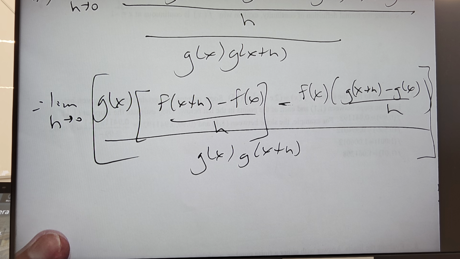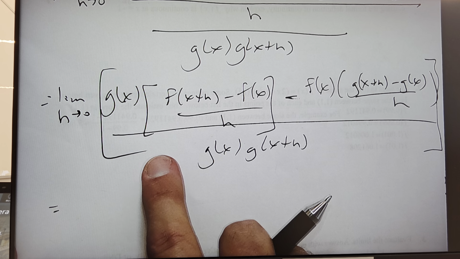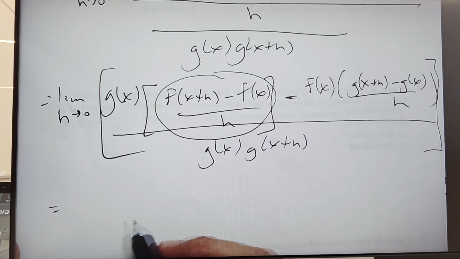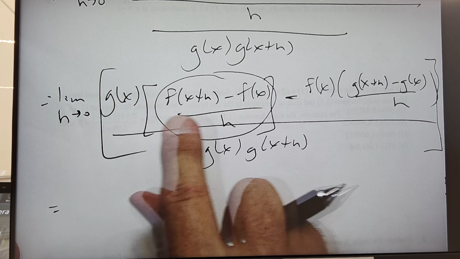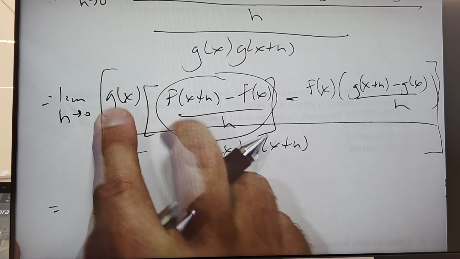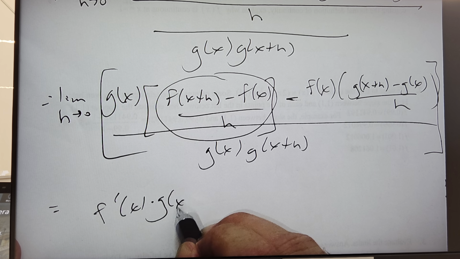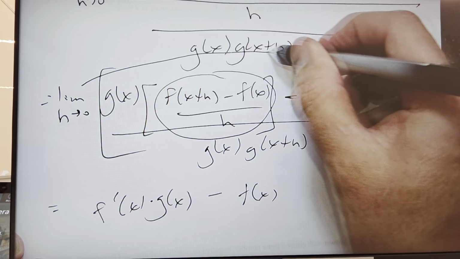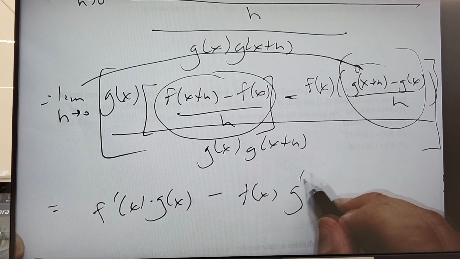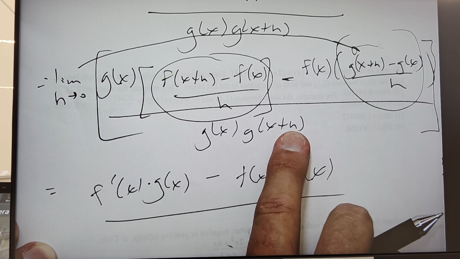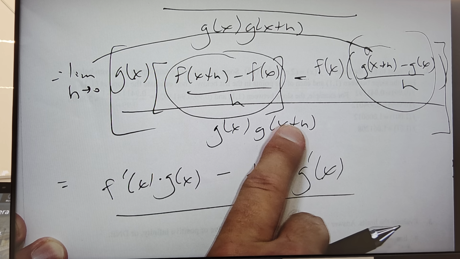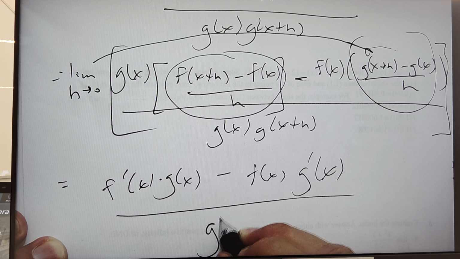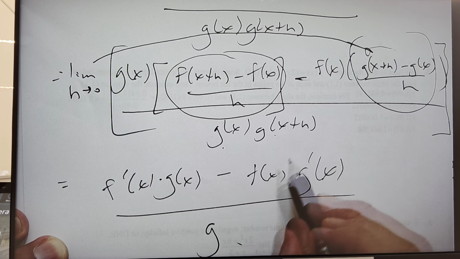All right, sorry guys, just to cut to the chase now, watch this. What's the limit as h goes to 0 of this? F prime. And there's a g of x here, yes? Minus, here's an f of x. What's this? The limit, that's g prime. And what happens when h goes to 0 down here? I get g of x times g of x, g squared.